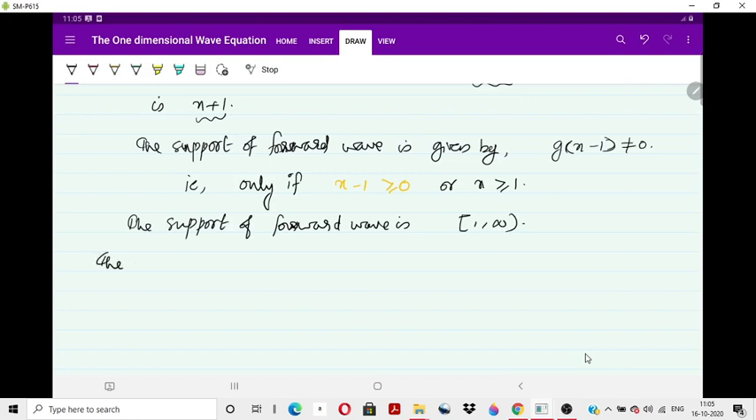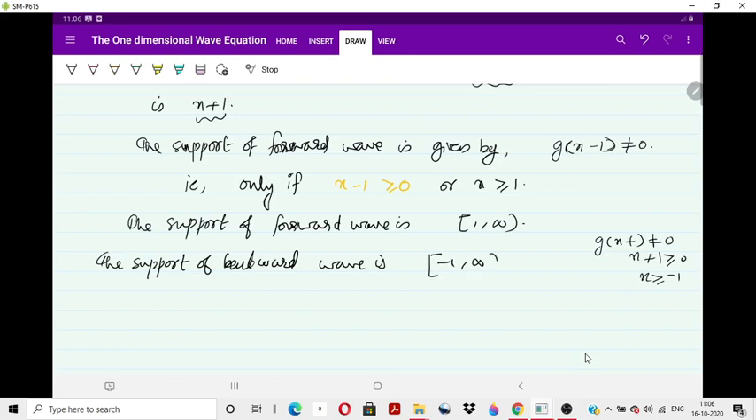Similarly, the support of the backward wave is given by g of x plus 1 not equal to 0. That means x plus 1 greater than or equal to 0, so x is greater than or equal to minus 1, so minus 1 to infinity. So the backward wave's support is minus 1 to infinity. Therefore the solution is supported on the union of these two.